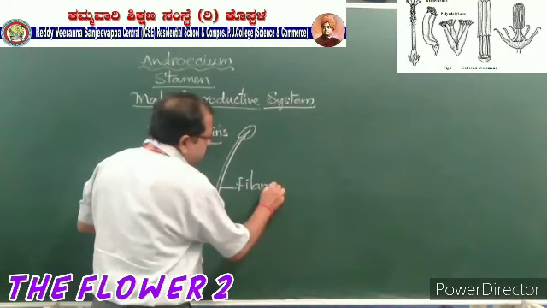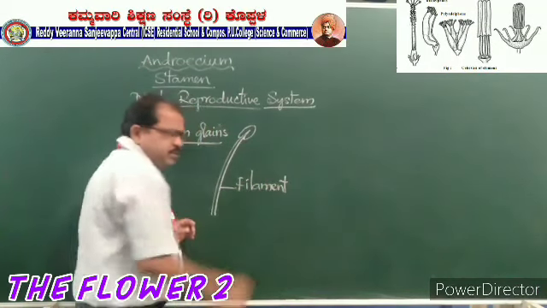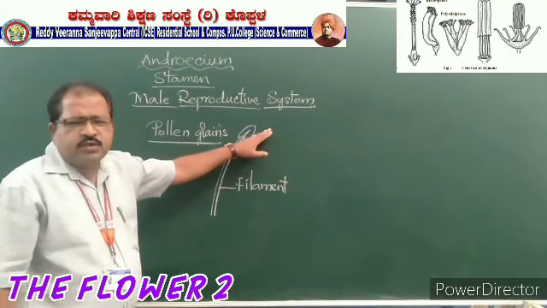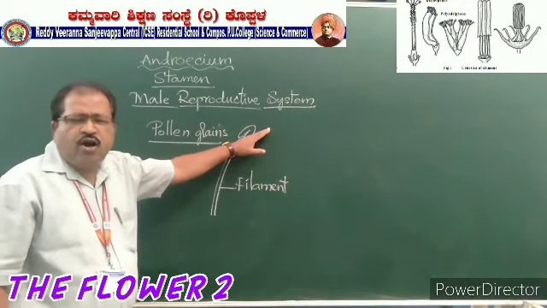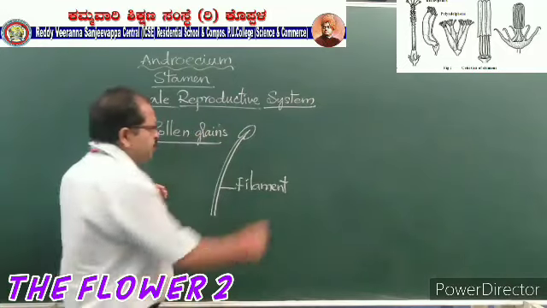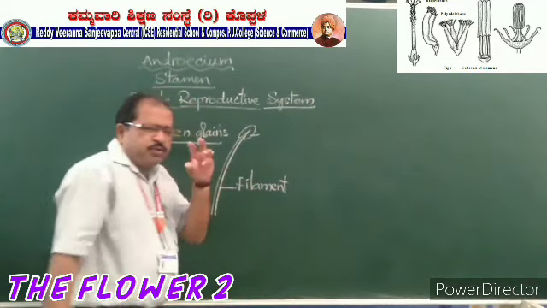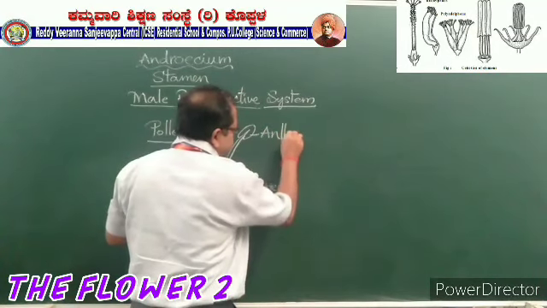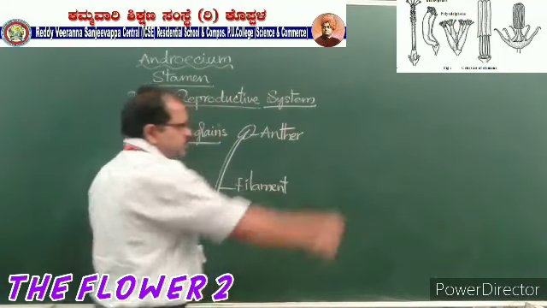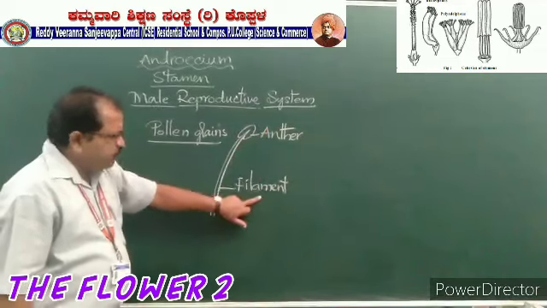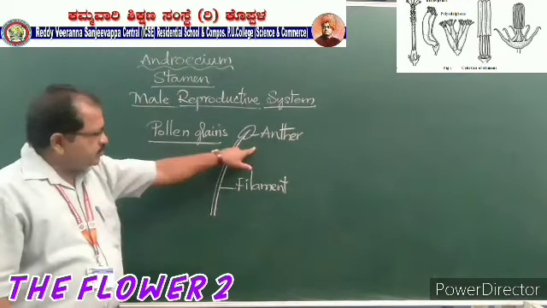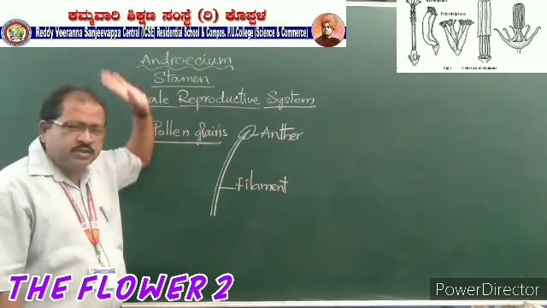At the end of this long stalk-like structure, which is very showy and ornamental in nature, a bulb-like projection is present. This is called the anther. So the anther and filament together are called the stamen.